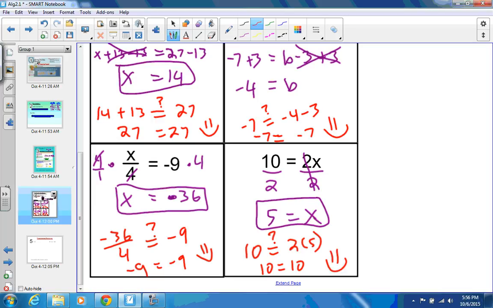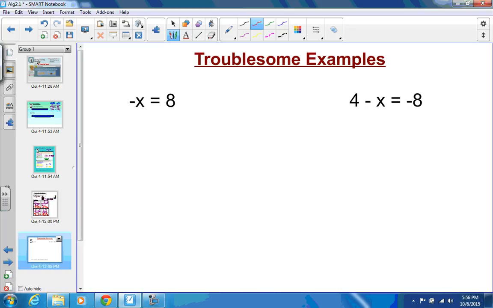Okay, those are basic one-step equations that you can solve using those inverse operations. Now, before we're done, I want to do one more thing. I have 2 troublesome examples that I see students struggling with, all different students struggling with. So I wanted to go through 2 of these examples. And believe it or not, that first one is a two-step equation. Or sorry, a one-step equation. So what we're going to do is we're going to figure out inverse operations.